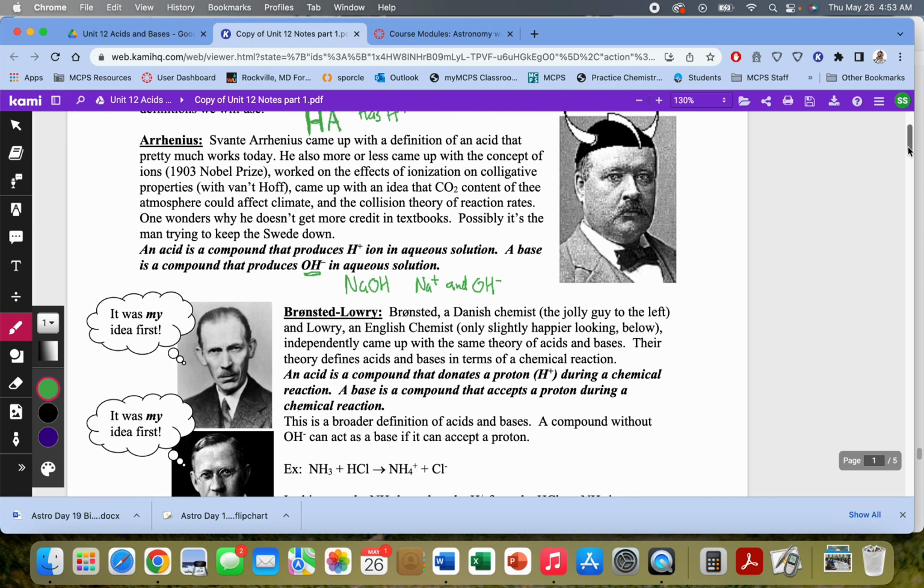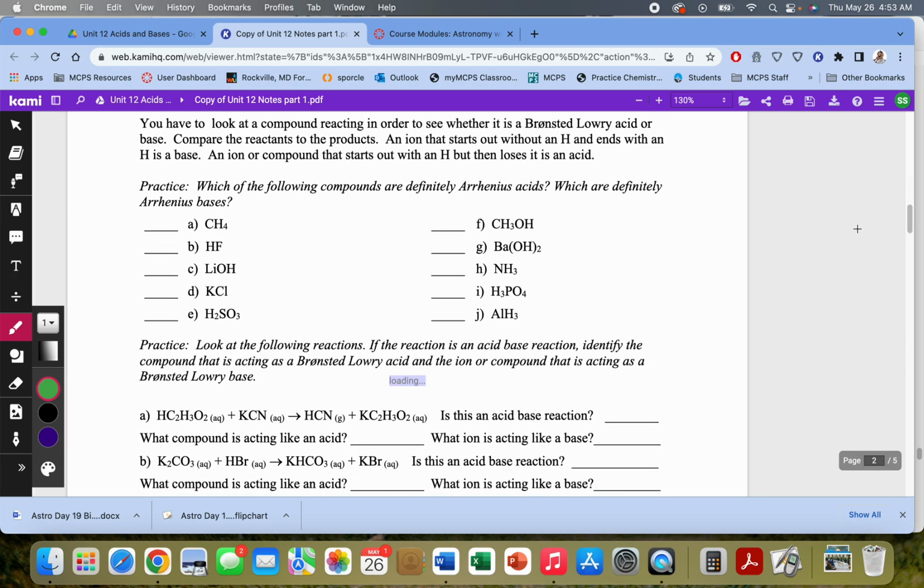So if we were looking through, say, a practice problem such as this one, and we were looking for Arrhenius acids, what we're basically doing is we're looking for H plus. And if we're looking for Arrhenius bases, we're looking for OH minus. And we can see it right here. We can see here's an acid and here's a base. Now there are other ones also, right?